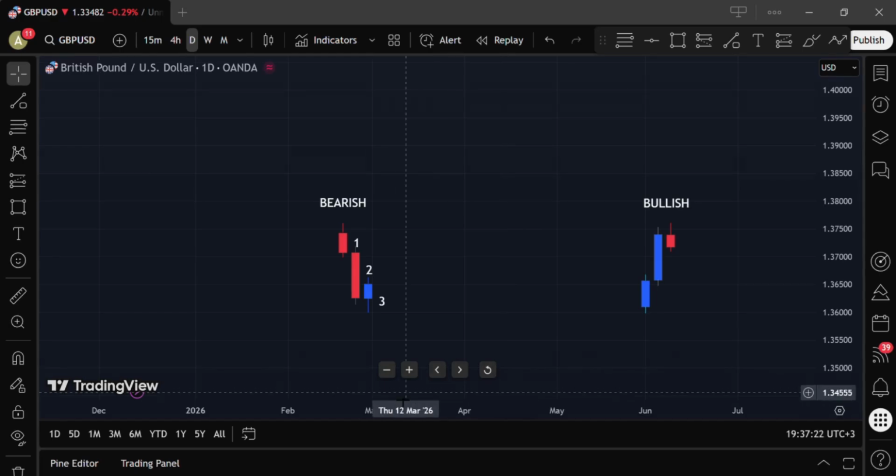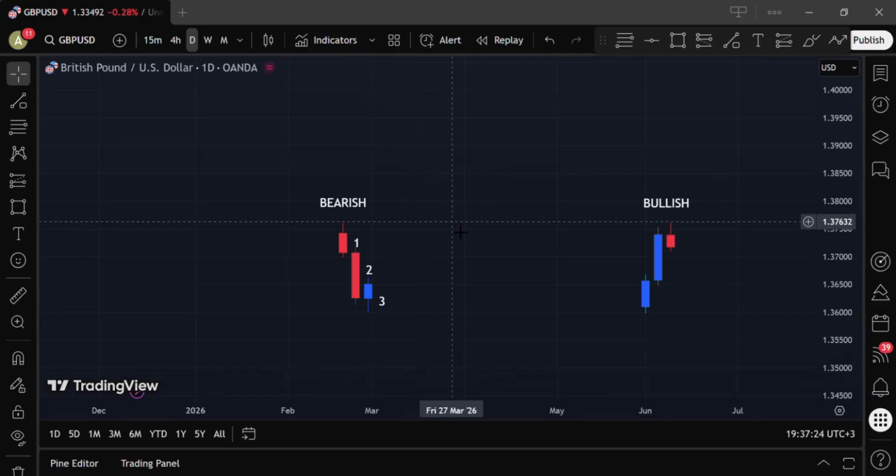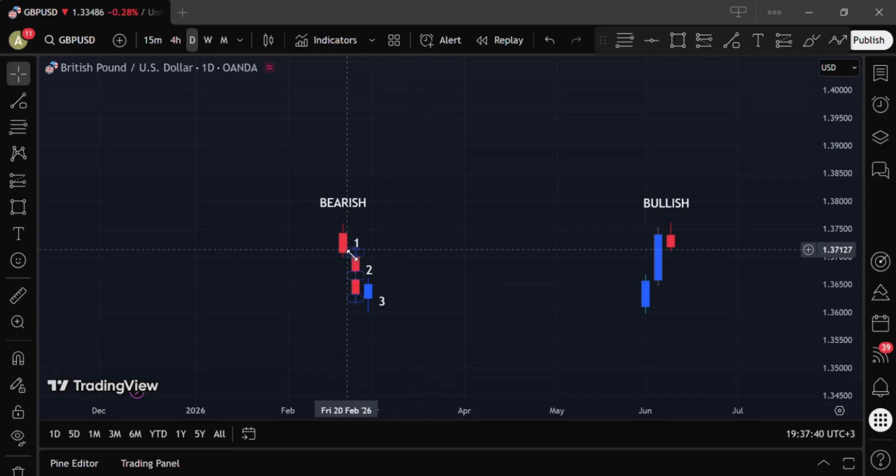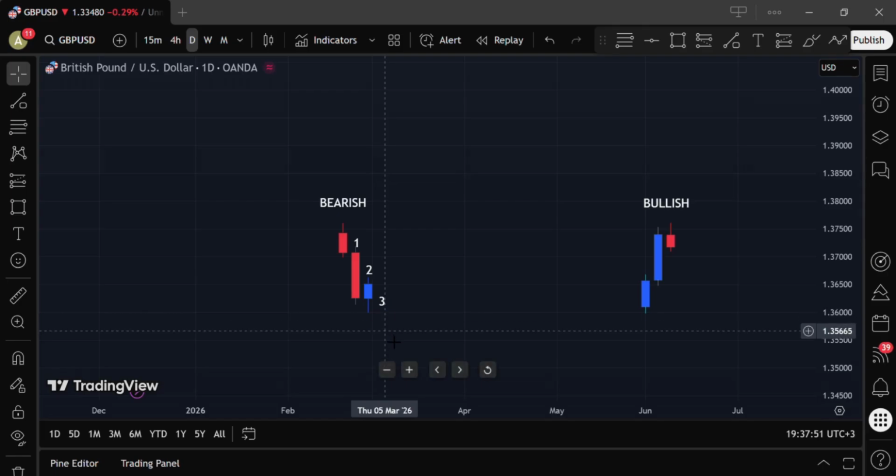When you look at candlestick number one, normally it is not that large, but candlestick number two normally undergoes expansion. It is a long candlestick, and that is the candlestick that normally leaves behind the imbalances. When you look at candlestick number two, it closes above candlestick number one. And then we look at candlestick number three. Candlestick number three can either close above candlestick number two or below candlestick number two.